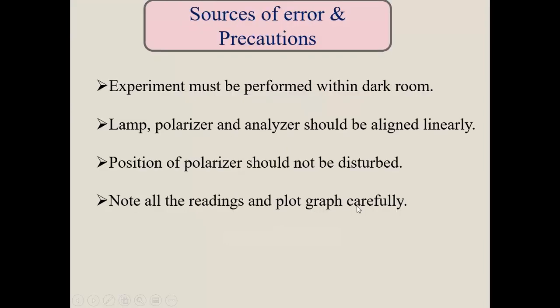Some sources of error and precautions are to be kept in mind. For example, the experiment must be performed in a dark room because otherwise you will not have the proper impact on the LDR, because the daylight will also be interfering with it. Of course, lamp, polarizer, and analyzer should be aligned linearly. The position of the polarizer should not be disturbed. Note all the readings and plot the graphs carefully.